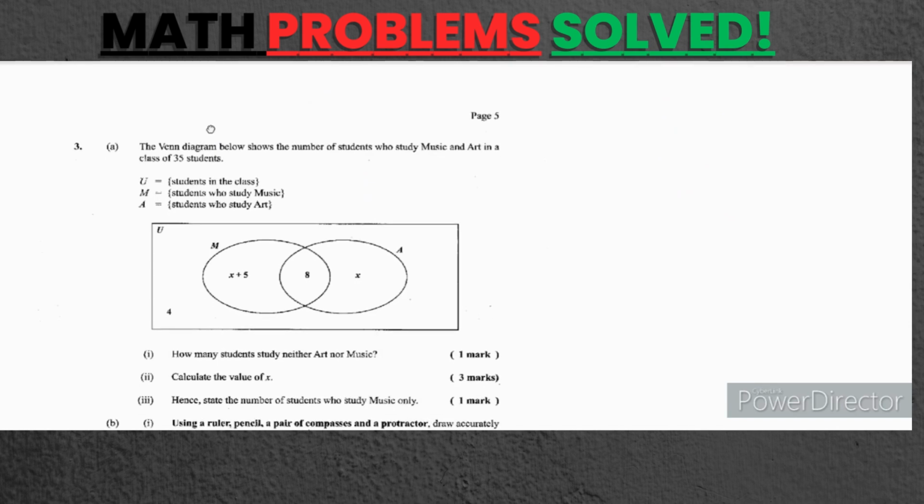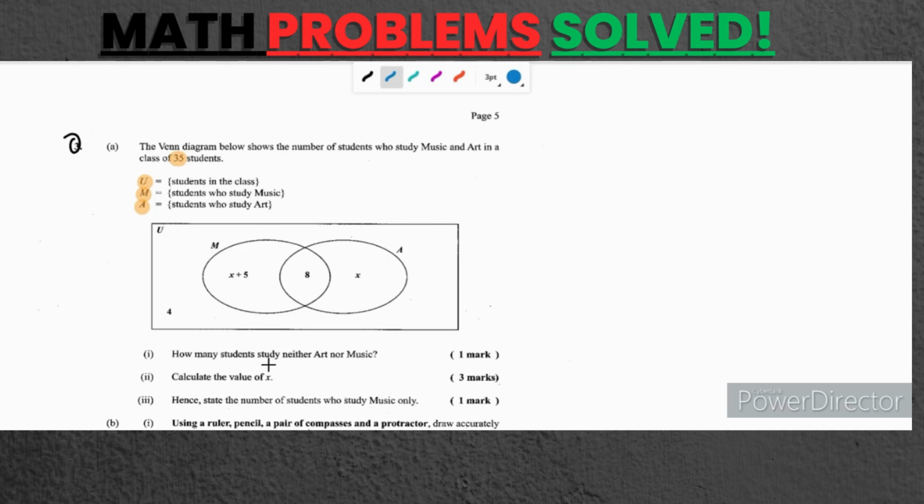Then we will move to the next question here. You can see the third question. The Venn diagram below shows the number of students who study music and art in a class of 35 students. So there are 35 students in the class, right? And what is U? Students in the class. M is the students who study music. A is the students who study art. So in the Venn diagram, the rectangle represents U and the two circles represent M and A, right?